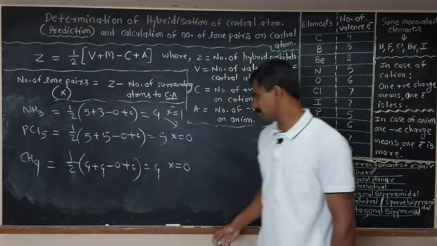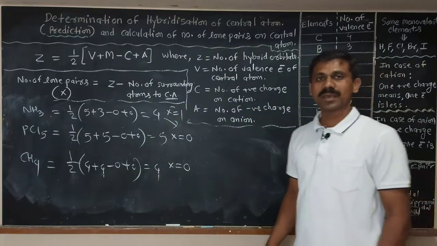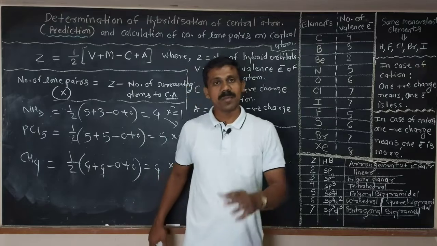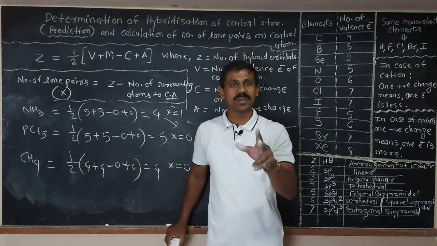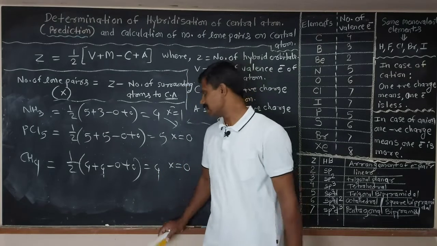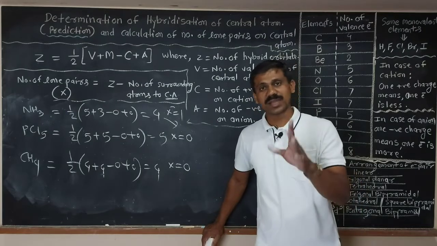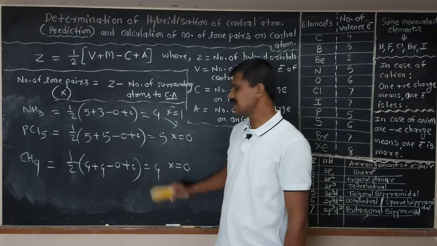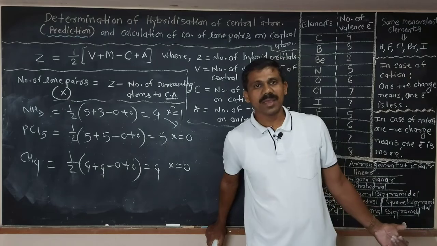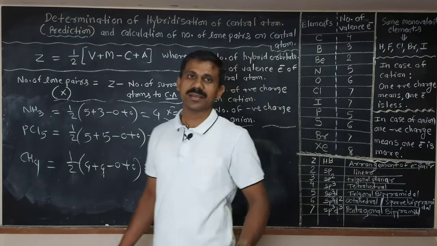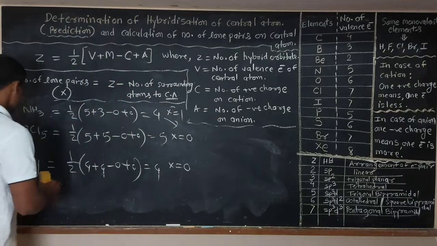In case of methane, there is no lone pair. If there is no lone pair, then geometry and shape are the same. That's why its geometry is tetrahedral as well as shape is also tetrahedral. In case of PCl5, geometry trigonal bipyramidal, shape is also trigonal bipyramidal. Clear? I will not write here. In case of PCl5 and CH4.